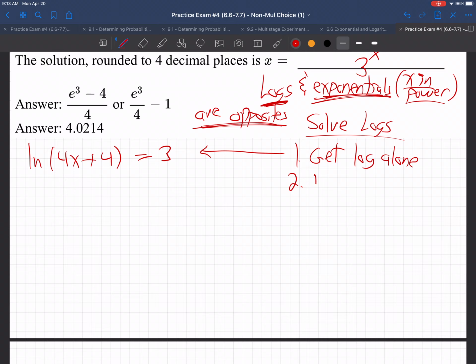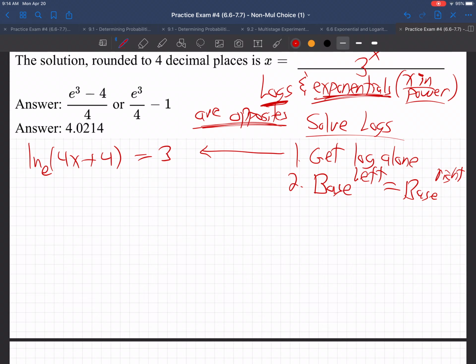Step 2, take the base, raise both sides to the base. Base to the left side, base to the right side. That's what you want to do. That'll get rid of it. So now, what is the base here? I don't see a base. Well, with ln, remember the base is e. So it has an invisible, which I'm going to now make visible, little e base lowered down there.